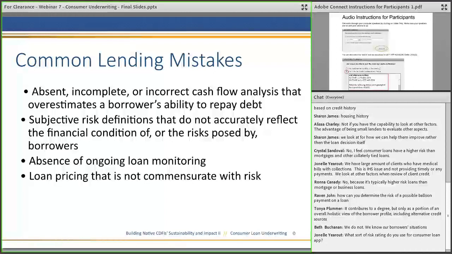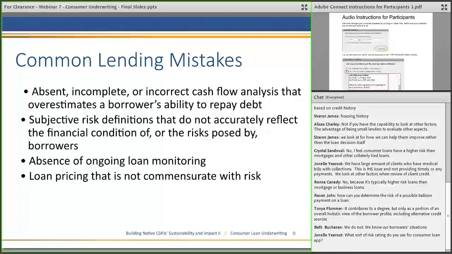Absence of ongoing loan monitoring. This is really challenging because we're all so busy all the time, right? And so often all the energy goes to making new loans, but not following up, as Flo mentioned, on collateral, making sure to check in on that on a regular basis, making sure that you're receiving your payments on time, and following up with people who are late. And then finally, if you're not pricing your loans correctly, that's the risk that really ends up hitting your bottom line.